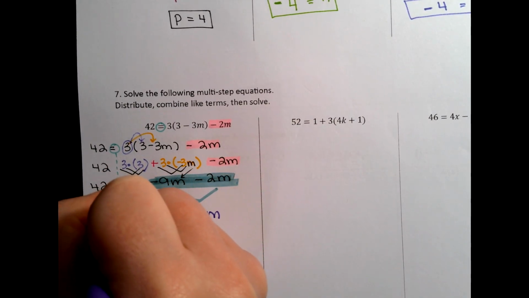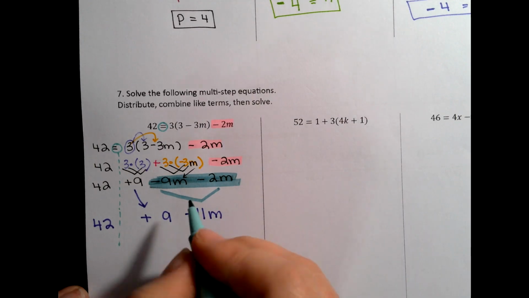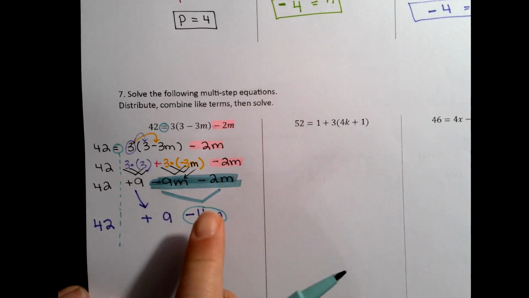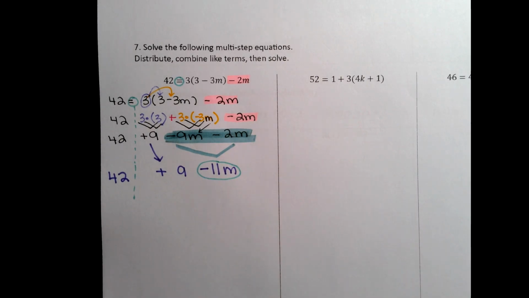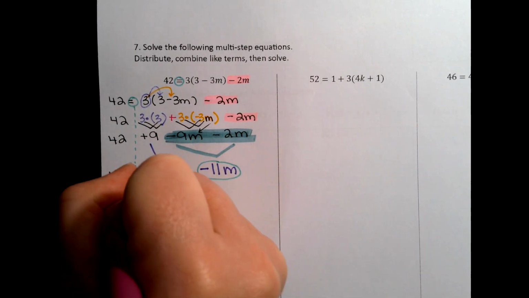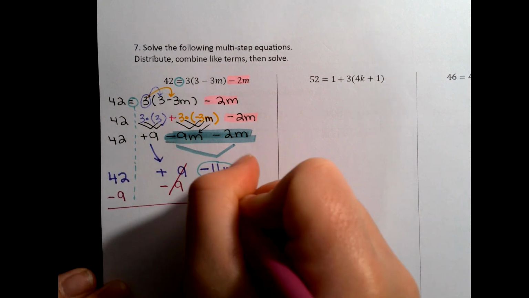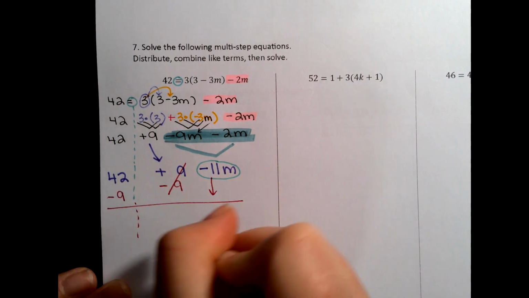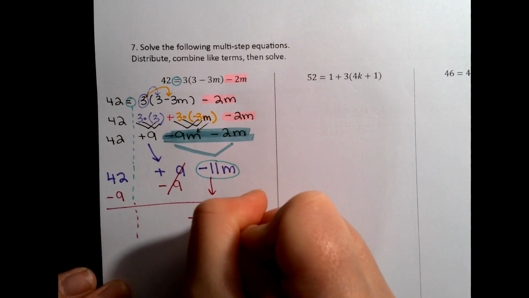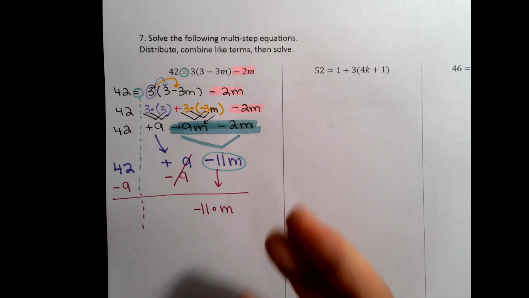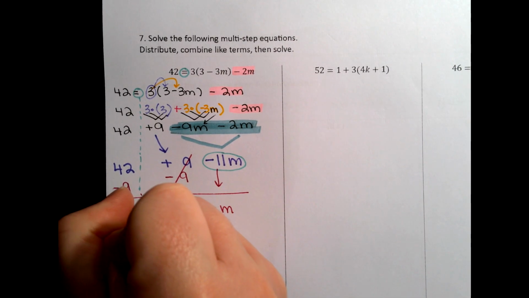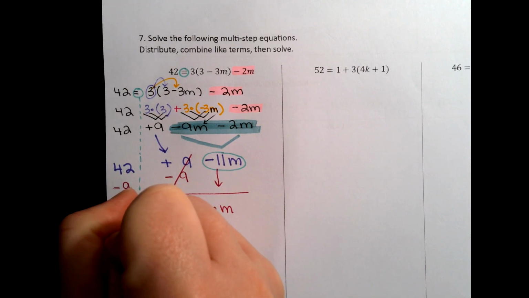Bring down your 42. This is now a two-step equation. I am going to circle the term with my letter, cover it up. I see this positive 9 that I'm going to be removing. We are going to be subtracting 9, bringing down our, let's do dotted line here, negative 11 times m. And here again, 42 take away 9. You can use counters if you'd like, or you can use your fingers. So 42 take away 9 gives me a positive 33.